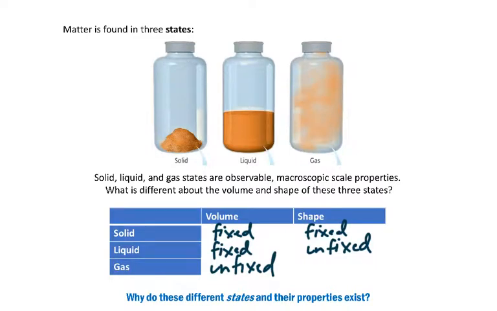And gas. Gases, we said before, fill the space available to them, so it's also unfixed. So we have different combinations of volume and shape there. So the question is, why do these different states exist? Why do these properties of different states exist? What is causing them? And the answer, one that we will make often, is found when we look at the particles themselves, or at what we would call the atomic scale.